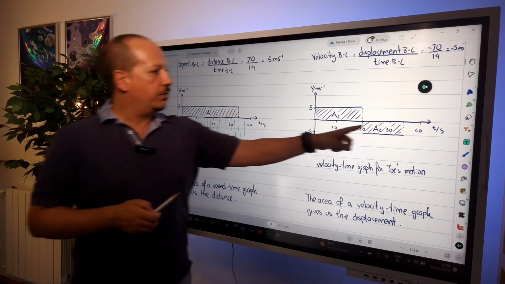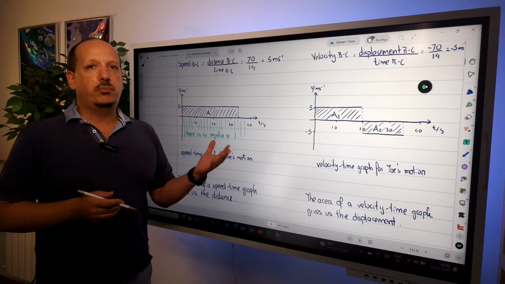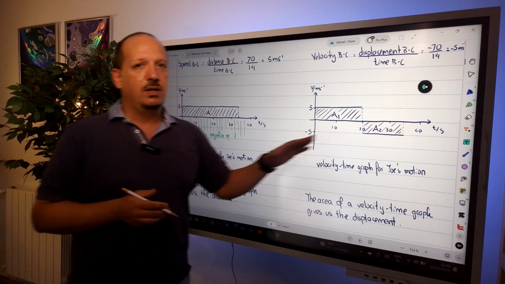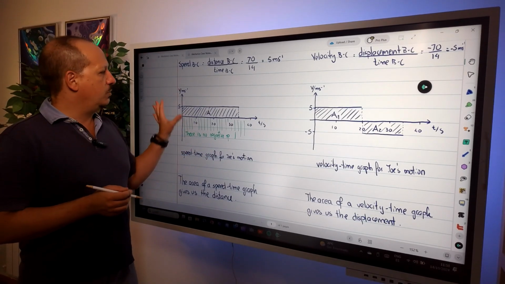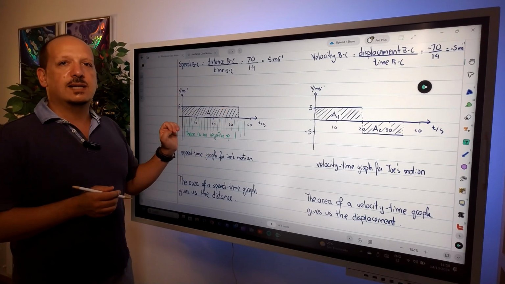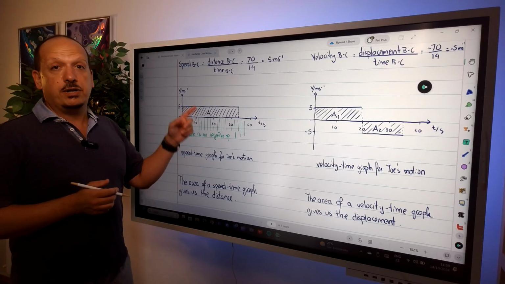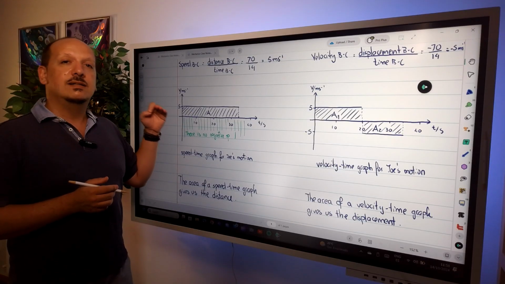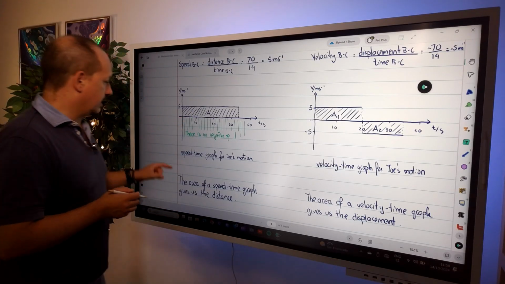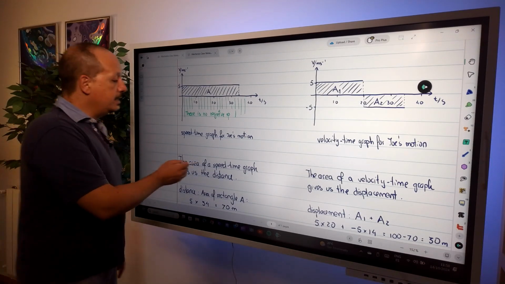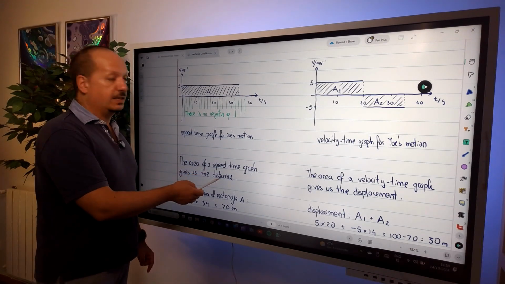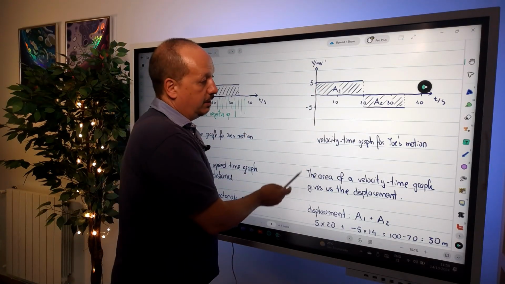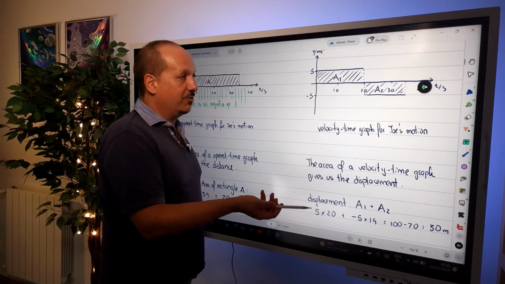You can see these areas over here. You remember probably from previous years that every time you have a speed-time graph or a velocity-time graph, it's likely that you are more used to the speed-time graphs. The area under the line on a speed-time graph would give you the distance traveled. Remember, this continues being the case, obviously. The area of a speed-time graph gives us the distance, but the area of a velocity-time graph gives us the displacement, obviously, right?